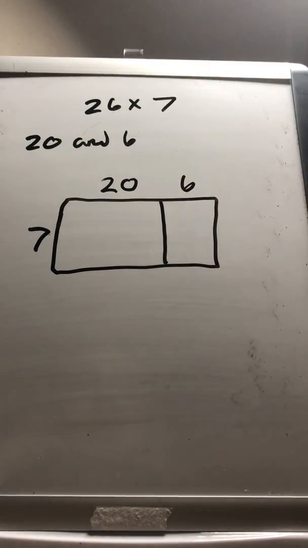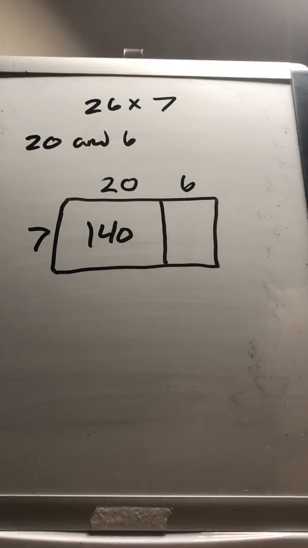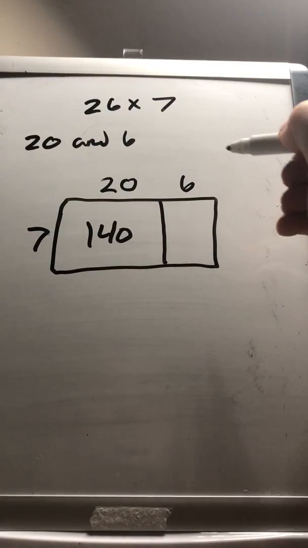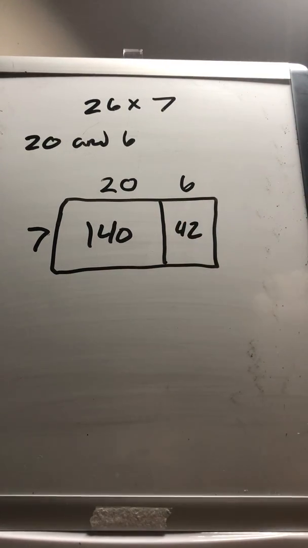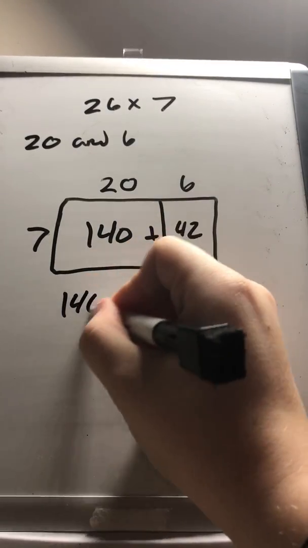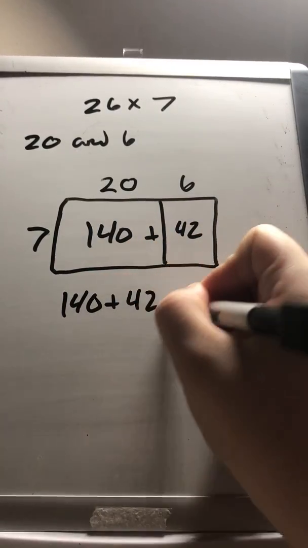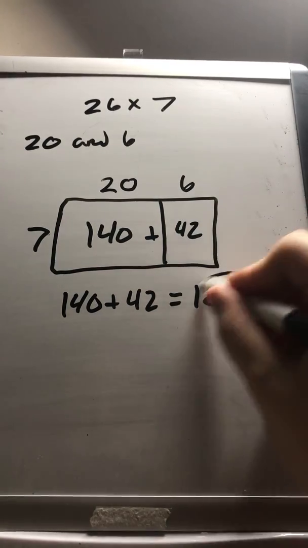So 7 times 20 is 140. That's an easy thing to remember, because if you just cross out that 0, what's 7 times 2? 14. You add that 0 back in, it's 140. And then coming over here to 6 times 7, that's going to be 42. The last step to this problem is just adding these two numbers together. So 140 plus 42 is going to equal 182. And that's your answer.